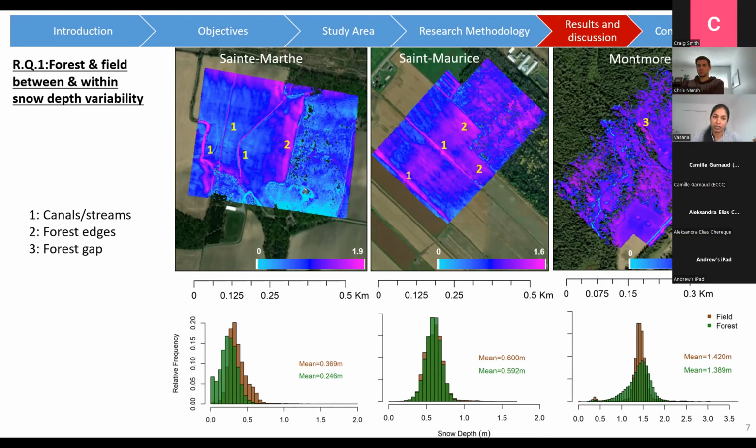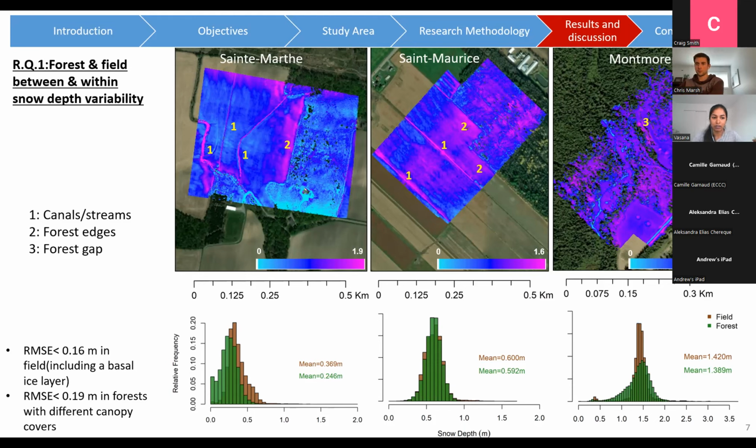The highest snow accumulation was observed in narrower canals as well as the forest edges. And in Montmorency, the highest snow accumulation was observed in forest gaps in the boreal forested environment. And compared to the two agroforested sites, we see more data gaps in the boreal environment. It's because of the presence of the very thick canopy cover in this site.